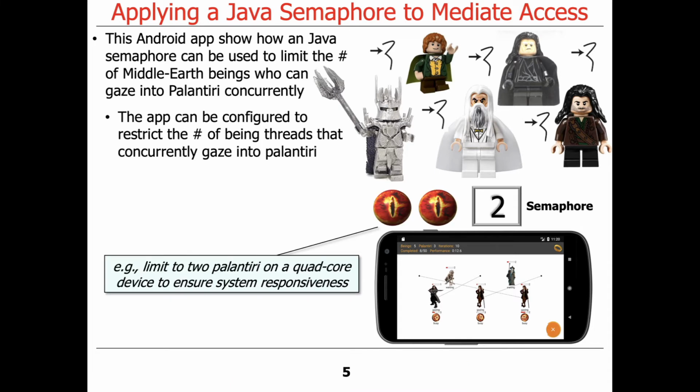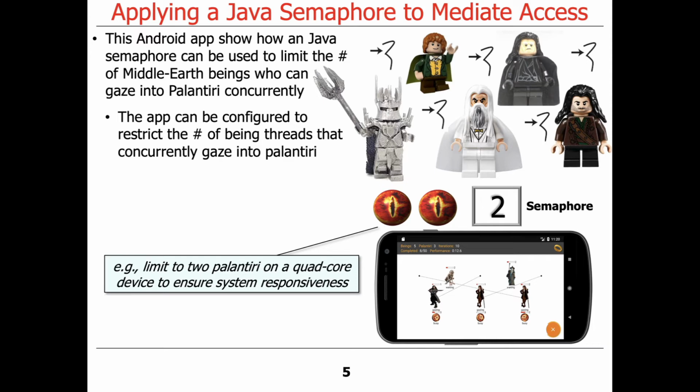The app can be configured to restrict the number of beings that can currently gaze into a Palantir. So let's say we have 2 Palantiri, and we don't want to let more than 2 beings gaze. And why might you do this? Obviously, this is just a whimsical, fun example that you can visualize. But in real life, you might want to put a limit on the number of things you are going to allow concurrent processing for. And that might be, for example, let's say you have a quad-core processor and you don't want to let all the cores be used because then other things in the system will be non-responsive.